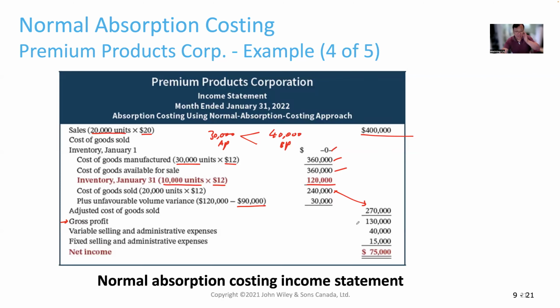So this gives me a profit margin of 130,000. And then I have the operating expenses, variable 40, fixed 15. Together, that's 55,000. 130,000 minus 55,000, I have net income of 75,000. So this is the income statement prepared under normal absorption costing.